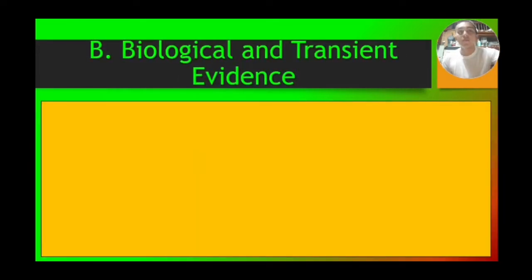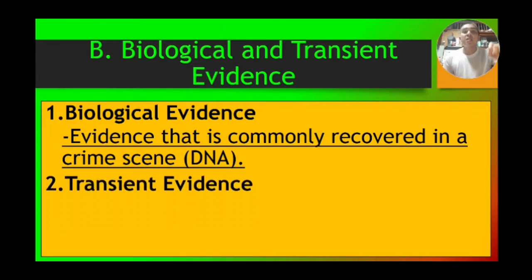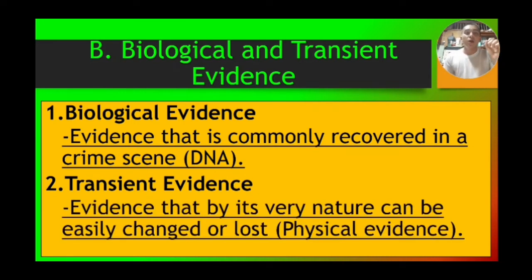Biological and transient evidence. Biological evidence is evidence that is commonly recovered in a crime scene, which is the DNA. Examples are body fluids, tissues, blood, semen, and other fecal material. Second, transient evidence. The easy meaning of this is that if an evidence is not protected quickly or secured, it will lose its value. An example of that is blood in the rain. If the investigator does not act quickly, the value of the blood will be lost.